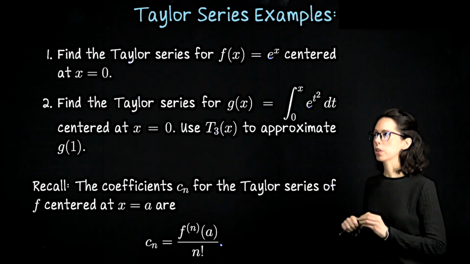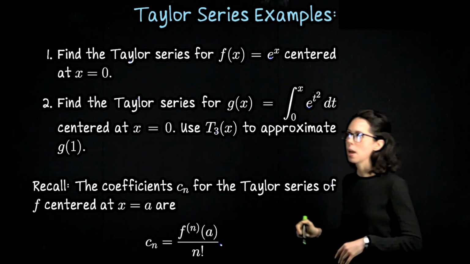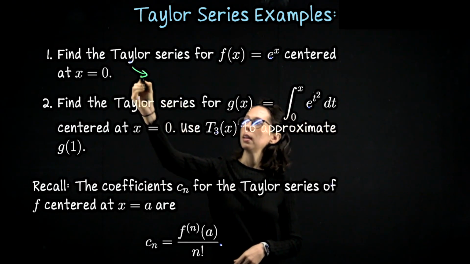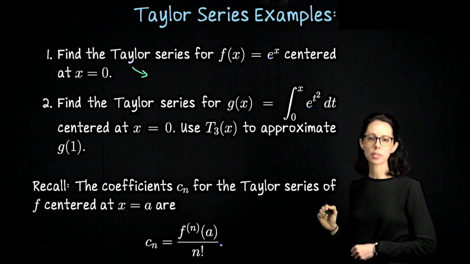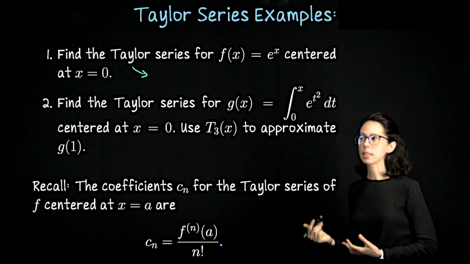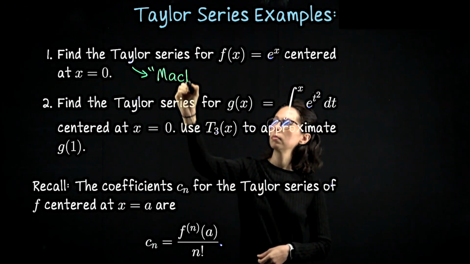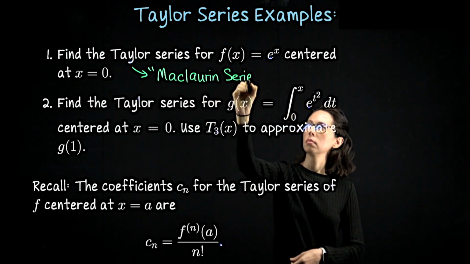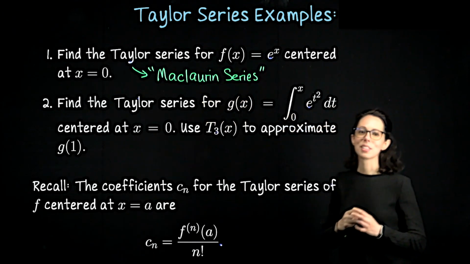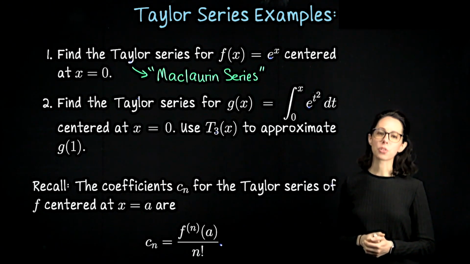Before we jump into this first example, I just want to make a vocab remark. I always say Taylor series, but in the common situation of computing a Taylor series centered at x equals 0, I just want to mention, because you might see it, that these are called Maclaurin series. So I will continue to say Taylor series centered at 0, but you might also see this language.